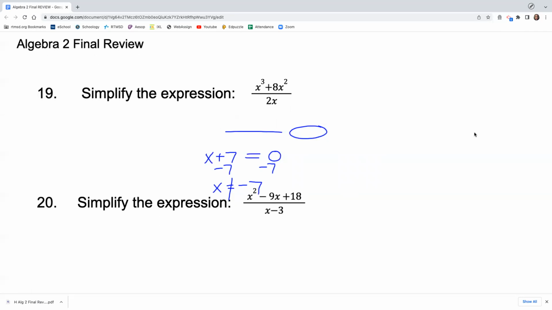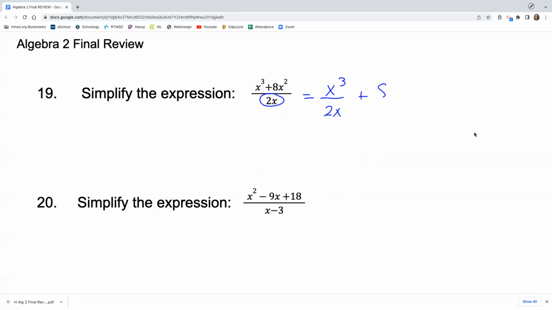All right, on to simplifying expressions. Number 19's fraction has a single term as the denominator. When you have a single term as the denominator, I feel like the easiest thing to do is take the numerator parts and divide them each separately by the denominator. So I can rewrite it as x to the third over 2x plus 8x squared over 2x.